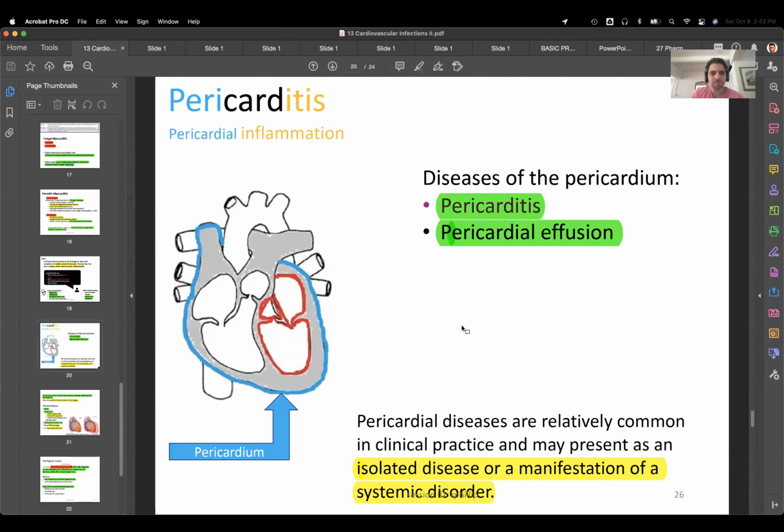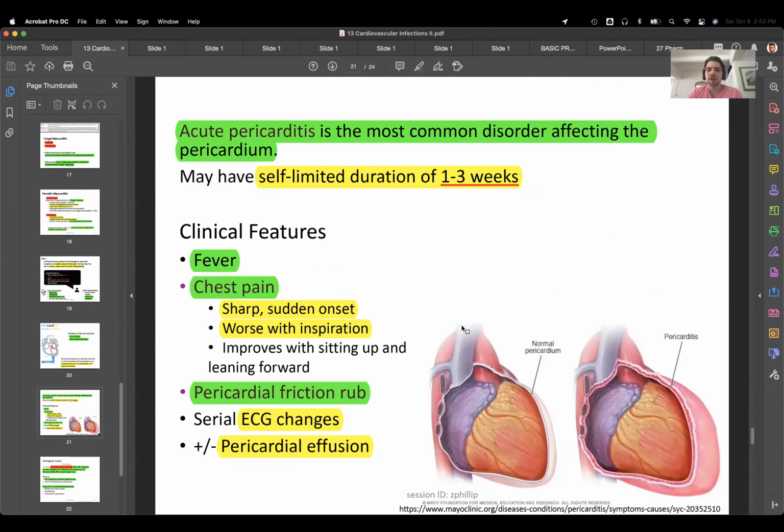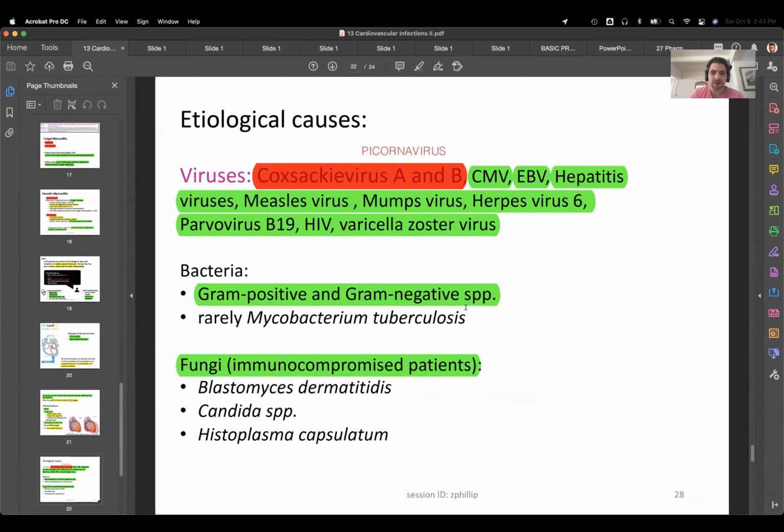Okay, pericarditis. Remember, if you have this friction rub, when you listen with the stethoscope, it sounds scratchy. You can get effusions there. Typically they'll say the patient feels better and gets relief when leaning forward. Okay, that's classic for pericarditis. You can see both Coxsackie A and B there, and then some other viral causes classically.